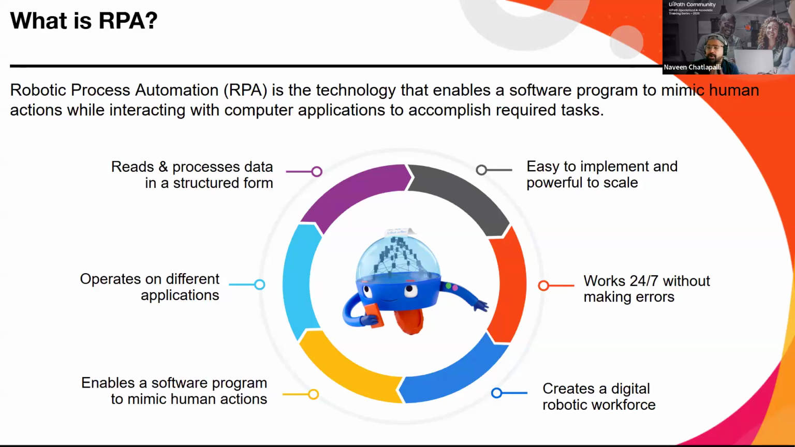Whether it is operating through user interactions, or through API interactions or webhooks or any such sort of things. Okay, enables a software program to mimic human actions. So it is again a software program which is built and deployed in a computer system which mimics the human operations. That is the main goal and main operation of an RPA bot. Okay.